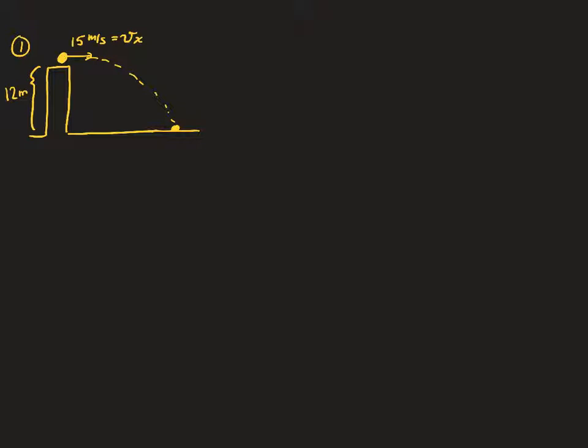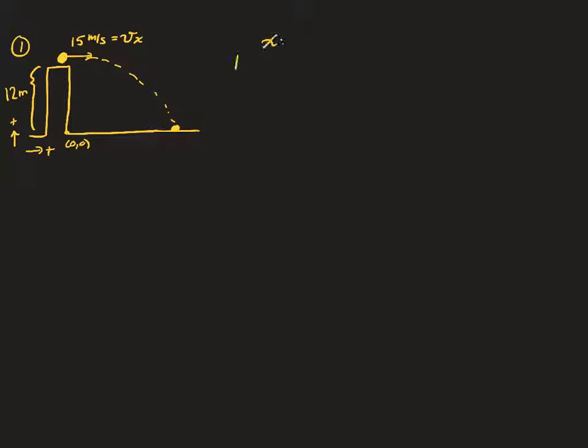Okay, so let's start by setting up a coordinate system. I'm going to have positive x to the right and positive y up, and I'm going to call that little point there below my initial launch point, the most to the left and the most down, 0, 0. The way I approach these is I like to make charts that help me organize my information. You don't have to do that, but I find it somewhat helpful.